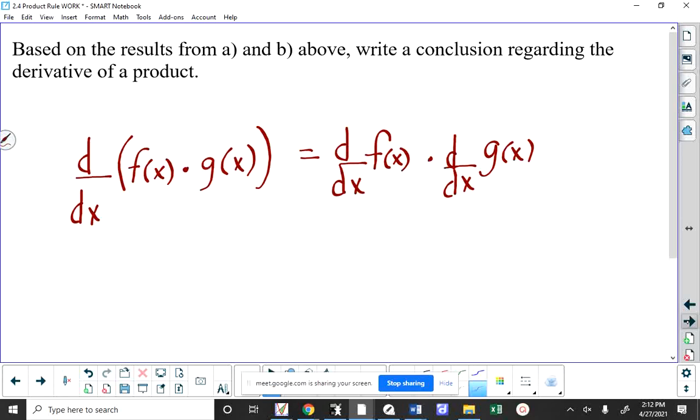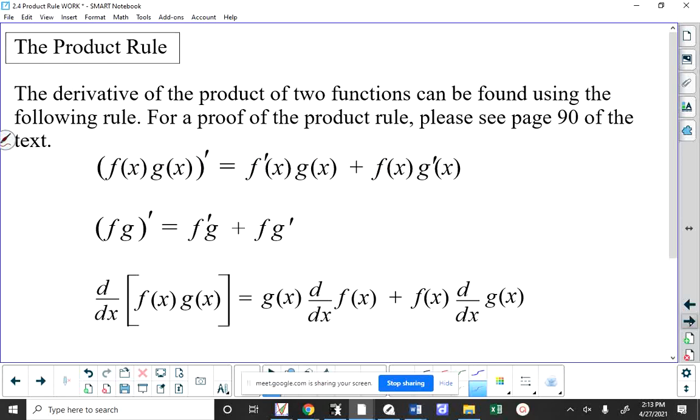Lots of ways that you could write that. I really don't like this notation, but visually it makes sense to people. I don't like it because I have a hard time pronouncing this. I want to say fg prime of x, but it's the derivative of f of x g of x, and it's equal to f prime of x times g of x plus f of x times g prime of x.